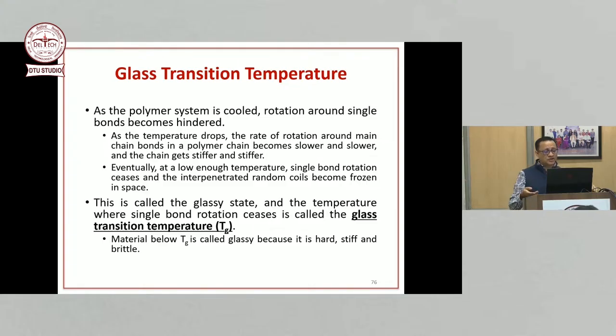Okay, or you can think a little bit the other way. If a polymer is above its glass transition temperature, so for example, you have a rigid polymer, you start heating it a little bit. As soon as you go above its glass transition temperature, it starts becoming more flexible. Okay, material below Tg is glassy, hard, stiff, and brittle.